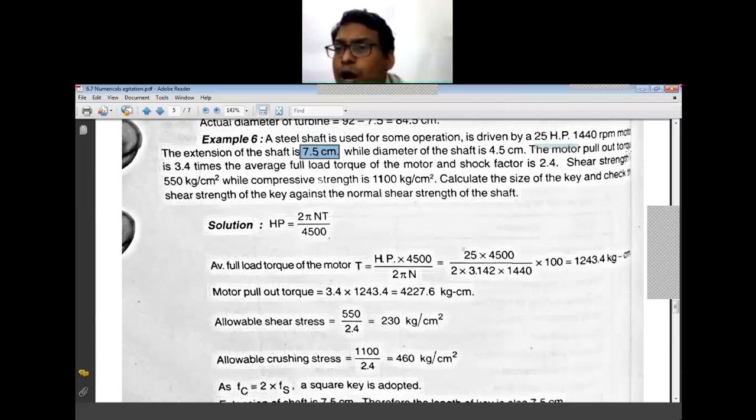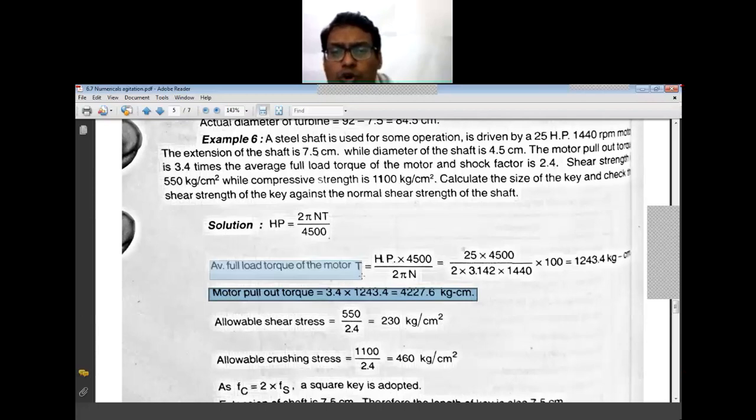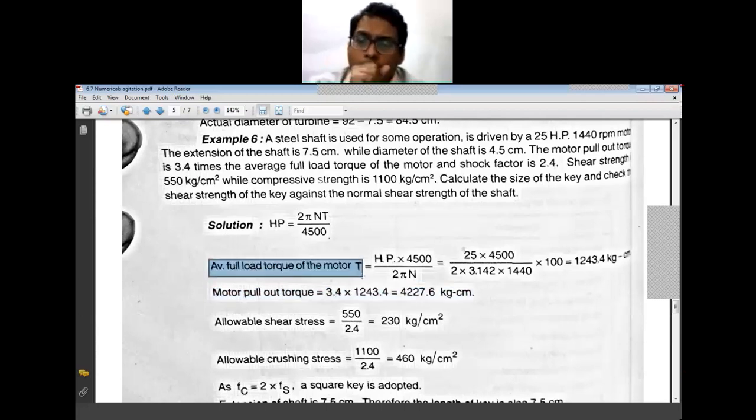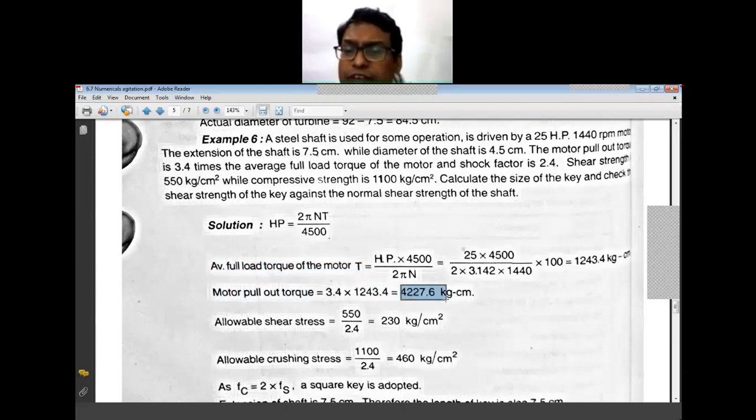The motor pull-out torque is 3.4 times the average full load torque of the motor, and that is why the motor pull-out torque is equal to 3.4 times the average full load torque of the motor. That comes as 4227.6 kg centimeter.